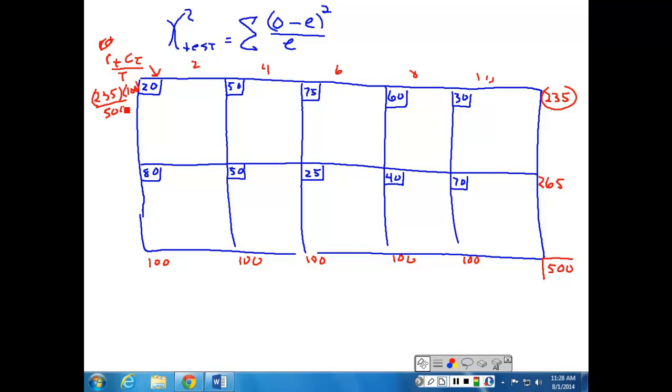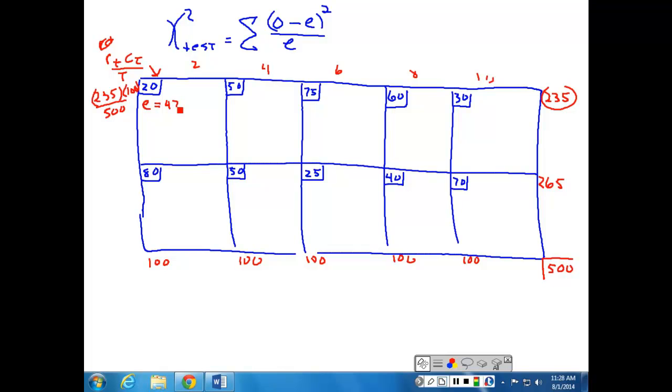Is that going to be 47 on the top? Okay, so that's my expected value in this cell. In the next one, since I have 100 here and 235 there, it's going to be exactly the same. If this weren't a 50-50 split, these would change across here.